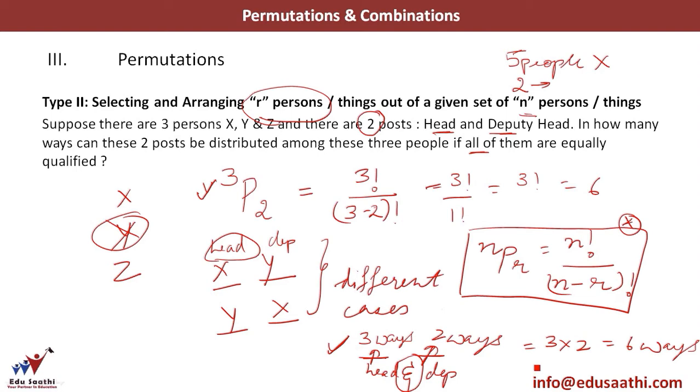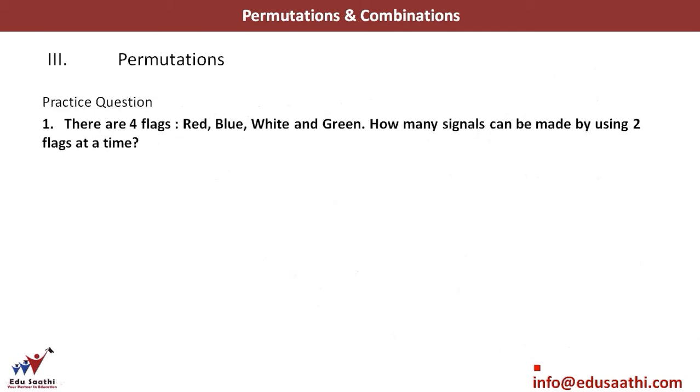For more clarity, let's take up another example. There are 4 flags: red, blue, white and green. How many signals can be made using 2 flags at a time? So this is again the case of nPr. Why n? Because we have 4 flags, so n here is 4. Why r? Because I have to select only 2 flags out of those 4 flags. And why do we have P?